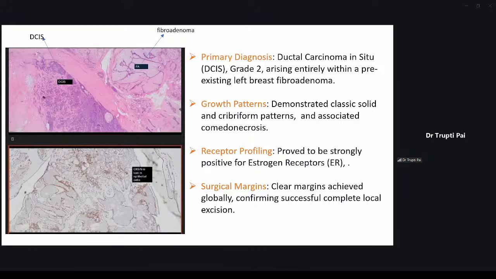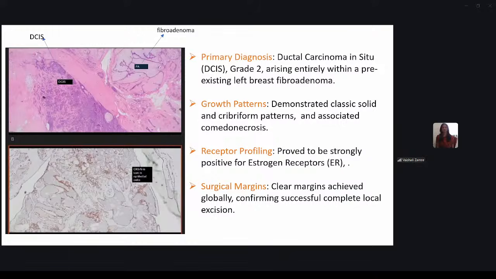Am I audible? Yes. About the DCIS that was mentioned, this is all like a sclerosing adenosis, and in that there are a few foci. This is a very low power for me to see. So this is what I was saying, that sometimes you get a fibroadenoma, and then you get sclerosing adenosis, and then inside you get some ADH or DCIS.